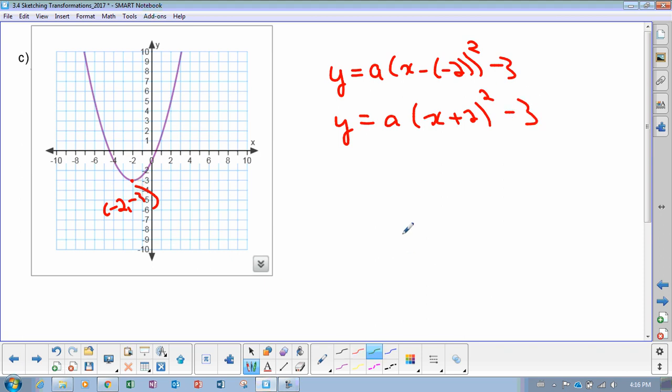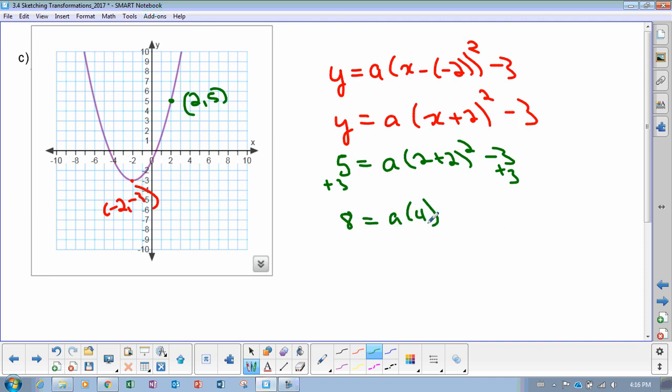Now I'm going to pick a point on the graph. This point right here at 2 and 5 looks pretty exact. So I'm going to sub that in. I have 5 = a(2 + 2)^2 - 3. I'm going to add 3 to both sides. So we get 8 = a multiplied by 4 squared. So 8 = 16a, because that's what 4 squared is. I divide both sides by 16 to isolate, so I get 1/2 = a.